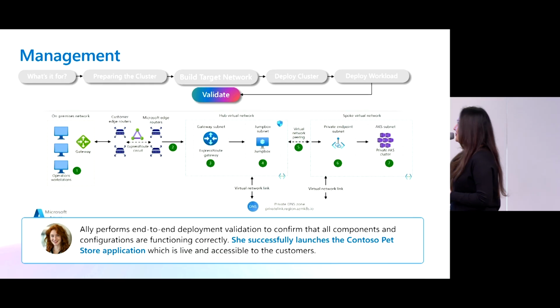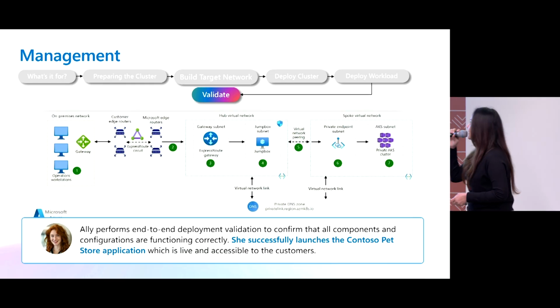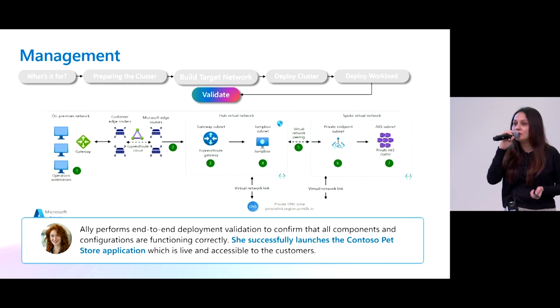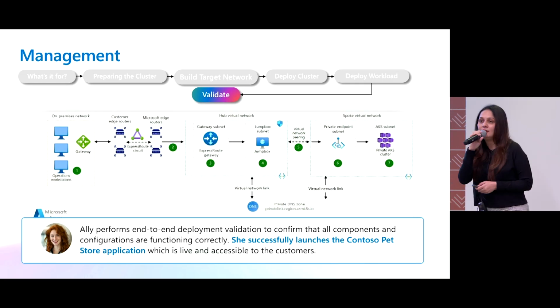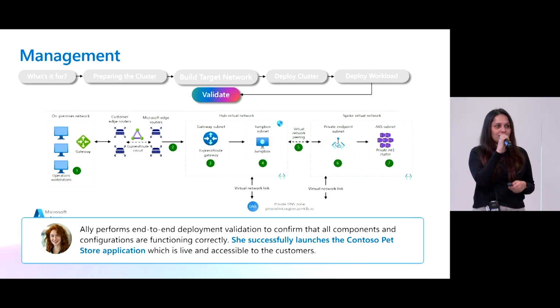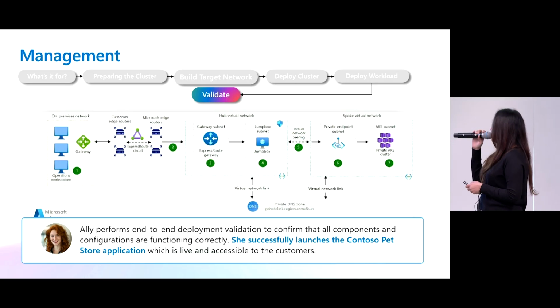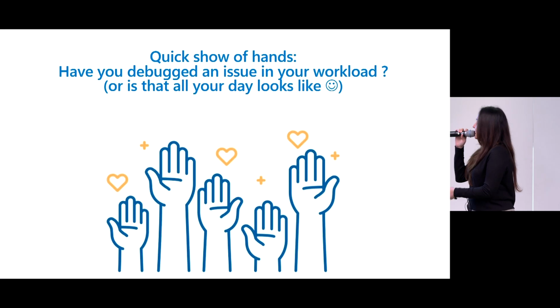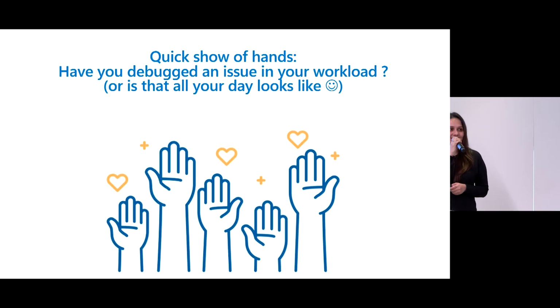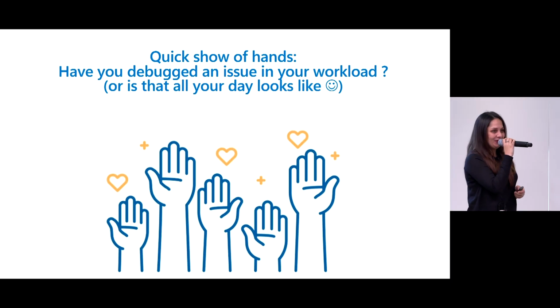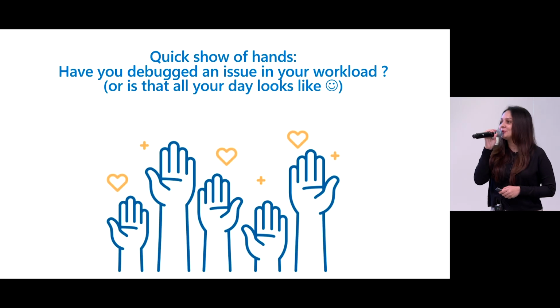It's a large topology which connects you to on-premises, which connects your users to your workloads, which are sitting in the spoke VNet. And now what does Ali do? Ali has set up this whole system, so she validates it, and she is good to go. But is that what happens in reality? Have you ever troubleshot any issue in your workload? Or is that what you do all day long?